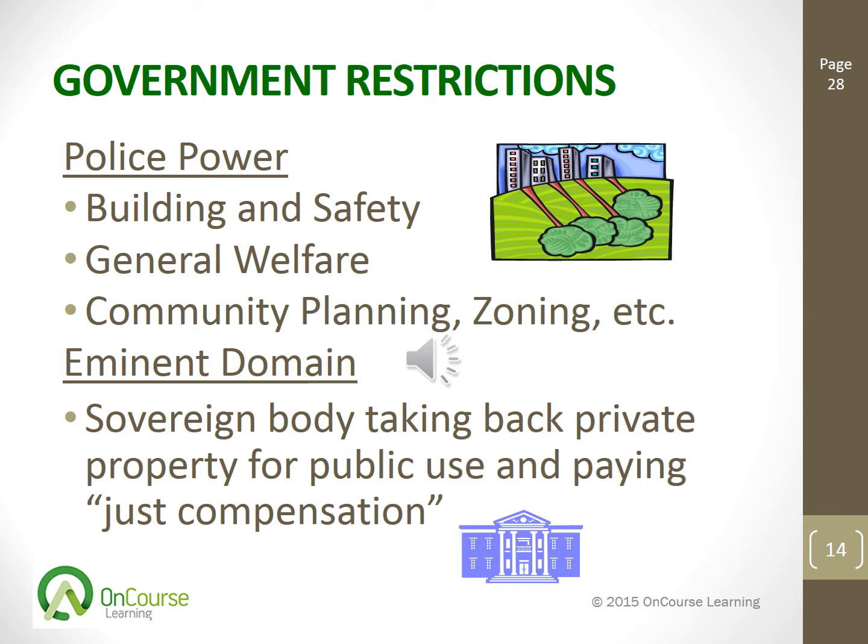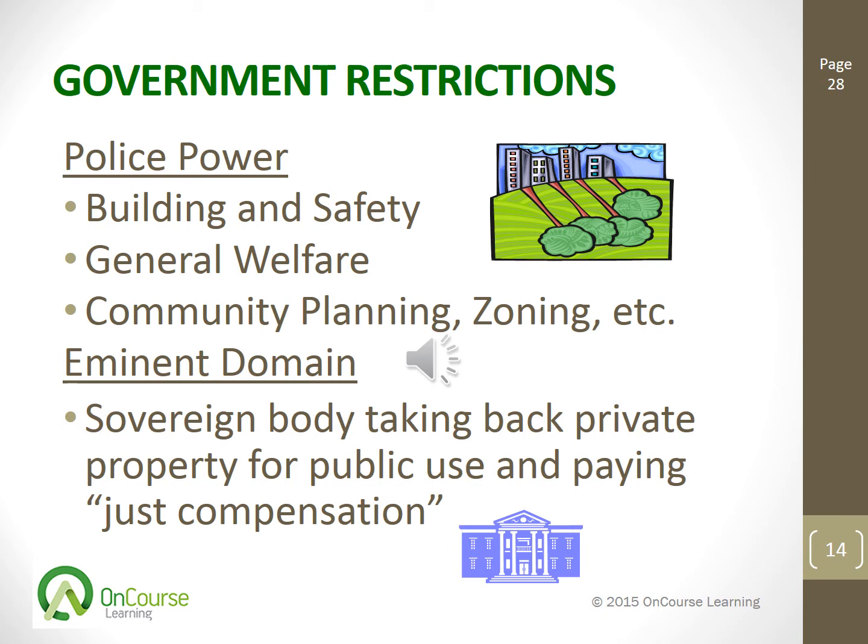Now, under eminent domain, it was the idea of the sovereign body, the king, if you wish, or the government nowadays, taking back private property for public use and paying just compensation, part of the Fifth Amendment of the Constitution. A lot of talk on Facebook about who knows the Constitution, and I would like to say that it's probably not too many people who've actually read it, or read it many years ago. So before making comments about what the Constitution says, it's always a good idea to read it. And of course, then the Supreme Court has something to say about all the amendments, so it can be very complicated.